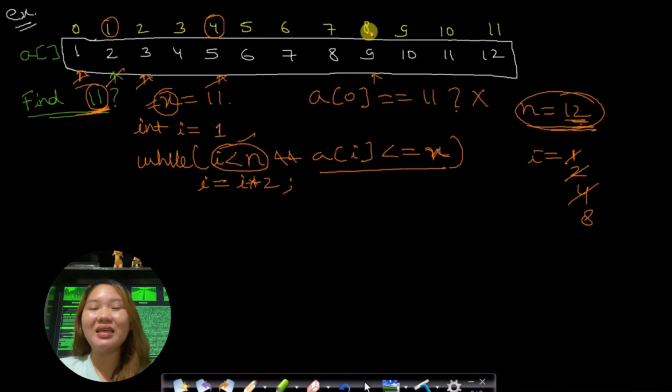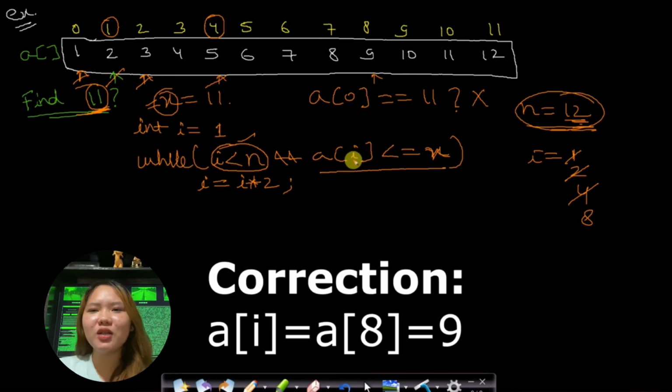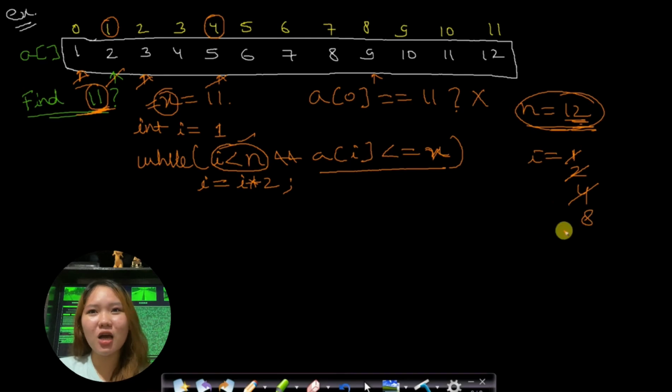Now, we will move to index 8. Now, I's value is 8. So, I is still in bounds. So, this is true because 8 is less than 12. And a at I, which is 10, is less than or equal to 11. So, this is also true. And therefore, we will increment this I from 8 to 16.